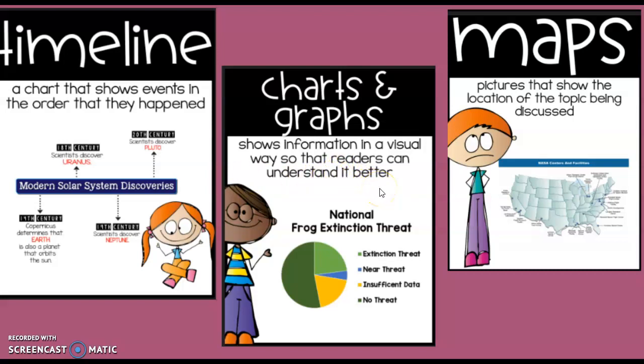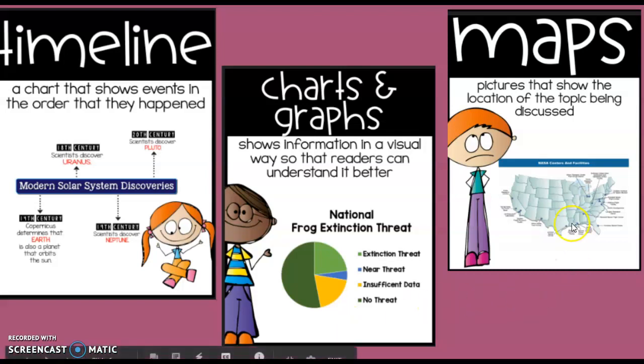Charts and graphs. We are back to our frog book here. These are the different kinds of frogs and the amount of their extinction, it looks like. So how many are threatened, how many are near extinction, how many are not threatened. So pie charts can kind of help us show how many of each type of thing we have.